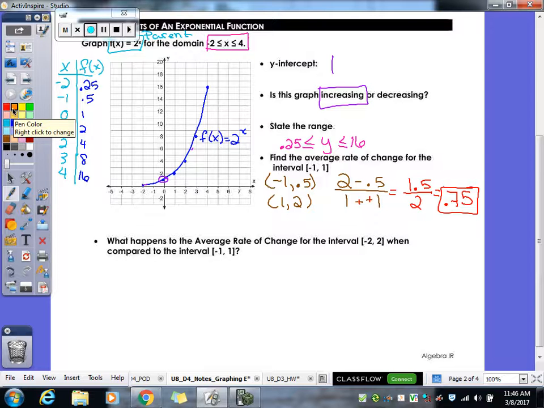So then they want to know what happens to the average rate of change for the interval -2 to 2 when compared to the interval of -1 to 1. So we already found this one. It's right up here. We have to find what is our average rate of change when they make our interval bigger. Instead of just -1 to 1, we're now going -2 to 2. So let's write our 2 points. We're going from when x is -2 to when x is +2.